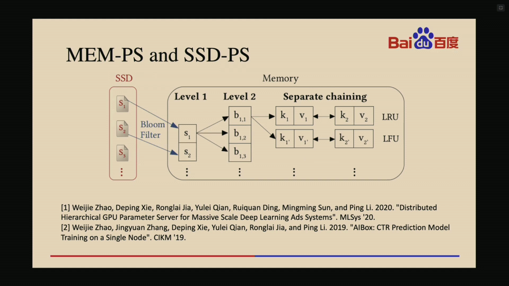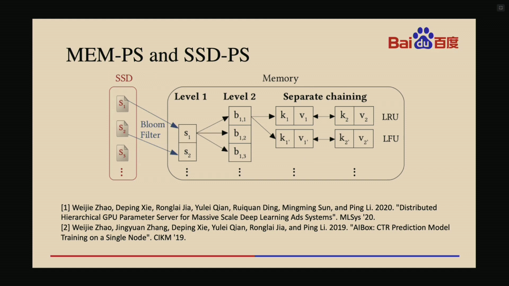So with this property, we can attach a Bloom filter between the SSD parameter server and the memory parameter server. Consider we have so many training parameters. However, we only have a few hundreds of non-zeros per training example.